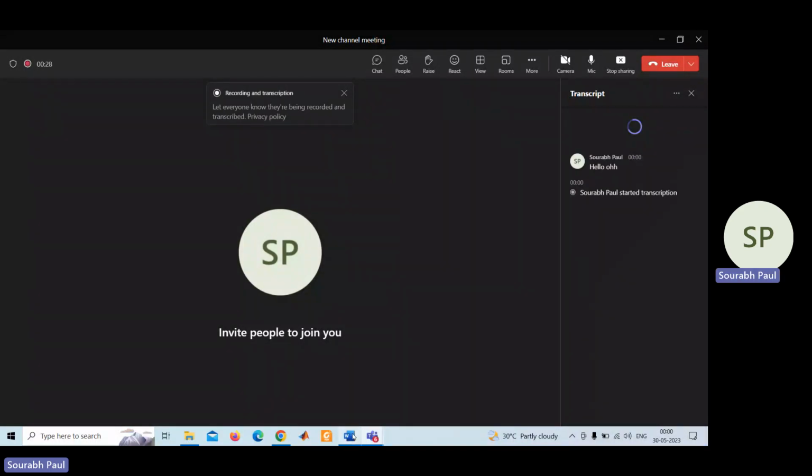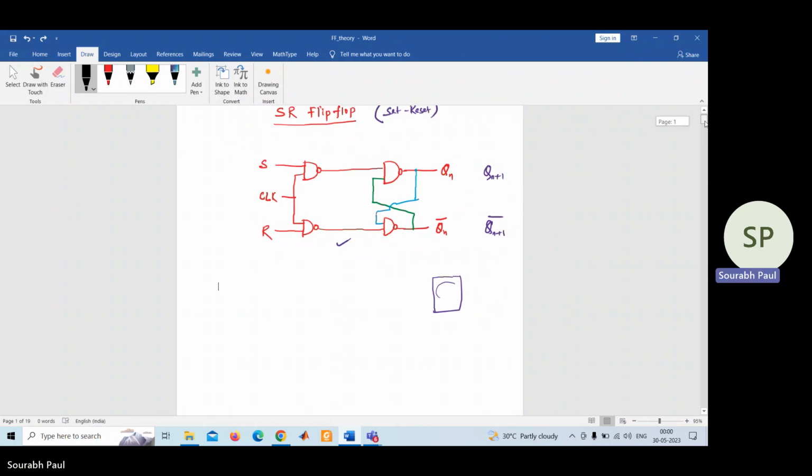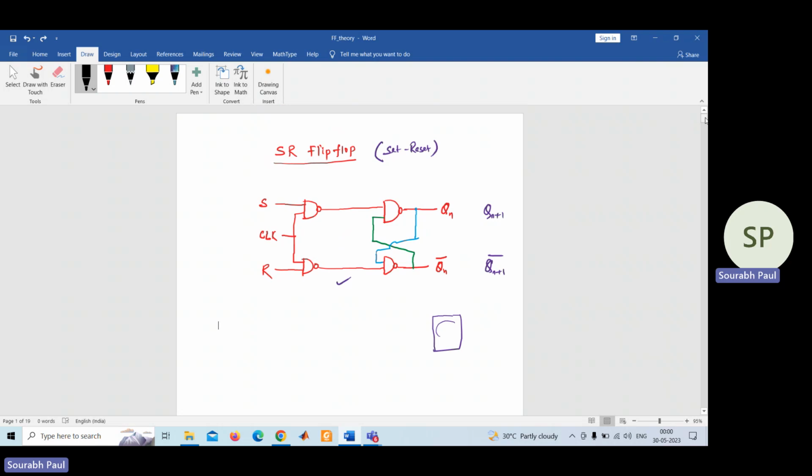So in this lecture, I'm going to discuss the SR flip-flop, which is also known as the set-reset flip-flop. In an SR flip-flop, two inputs are there. One input is known as S, the other input is R, and two outputs are there. One is known as Qn, and the other one is the inverted version of it. So S and R are the two inputs, and Qn and its complement are the outputs. So two inputs, two outputs.